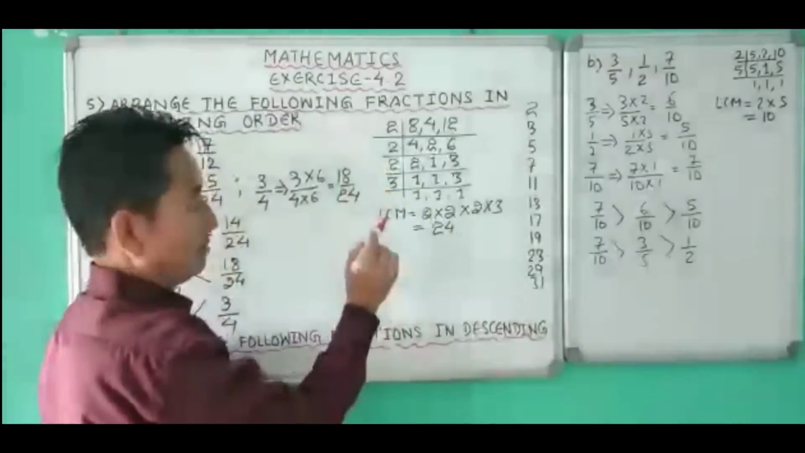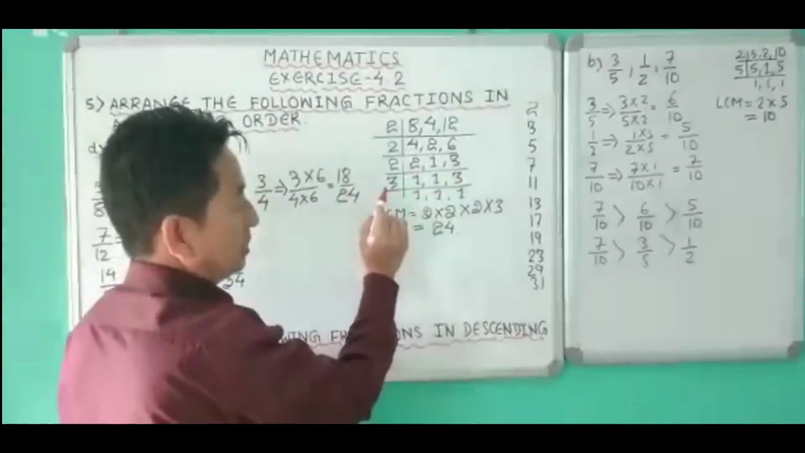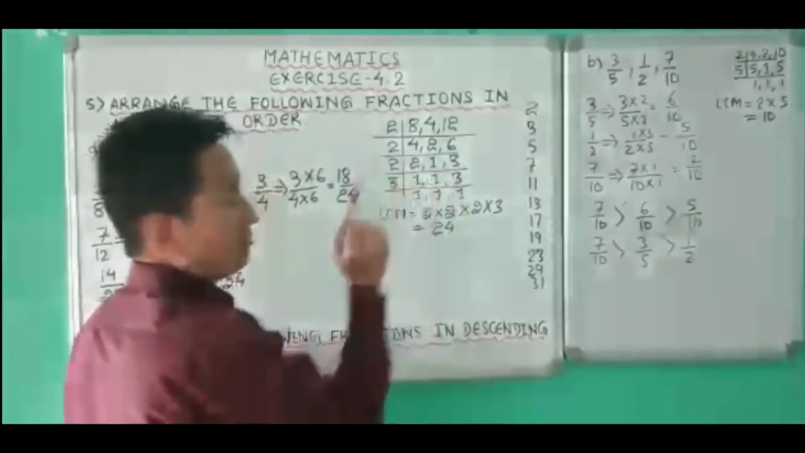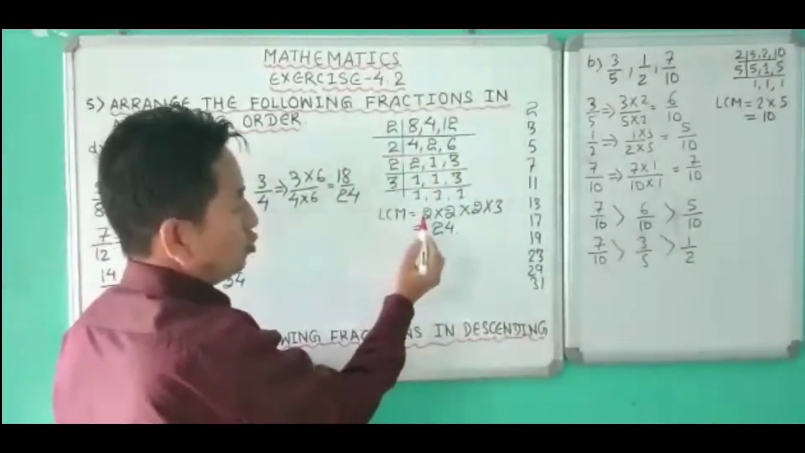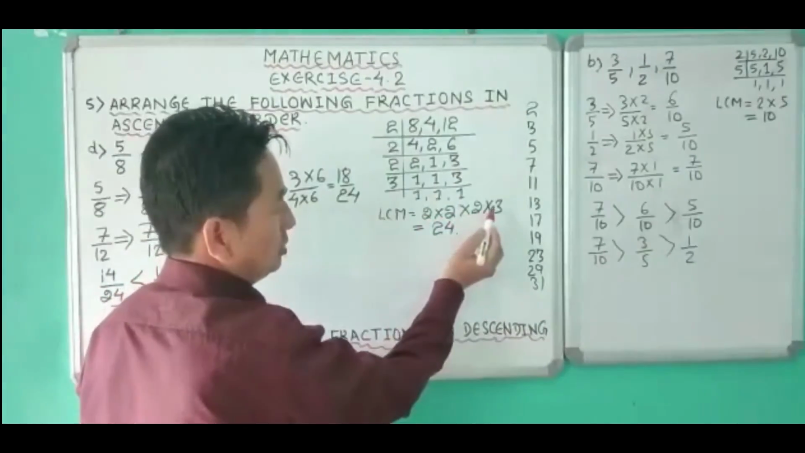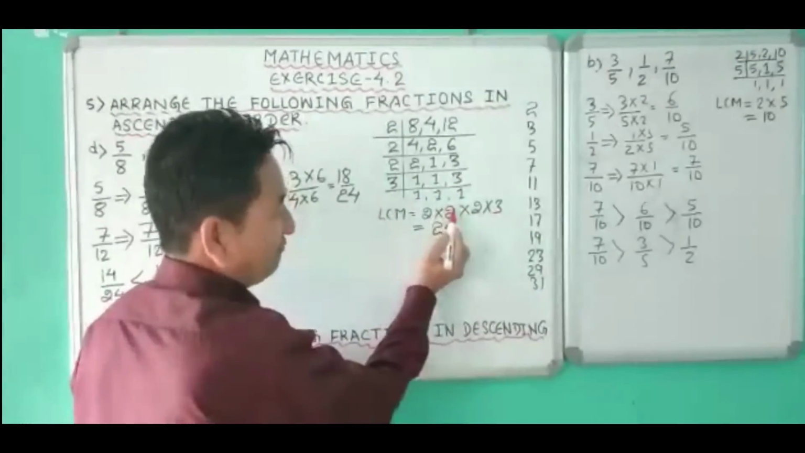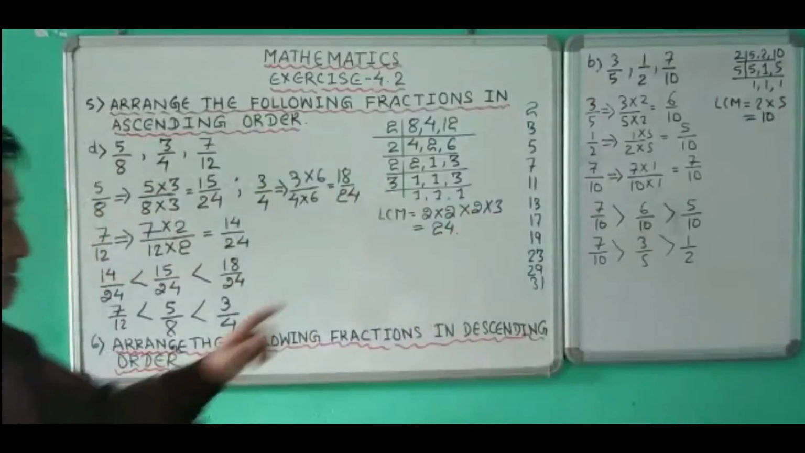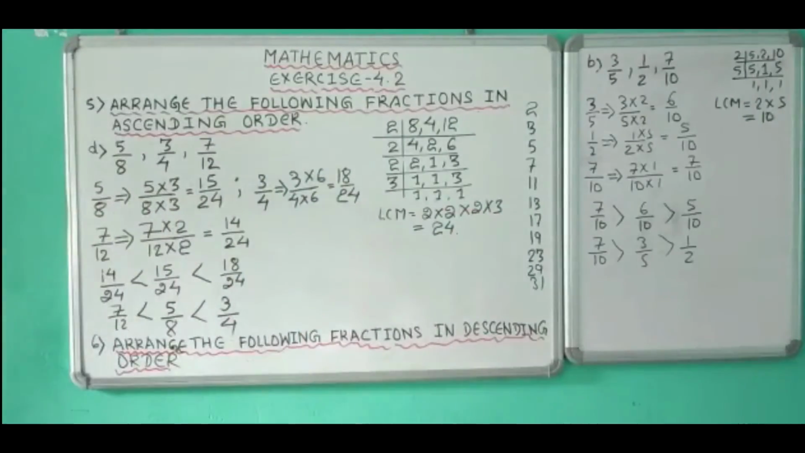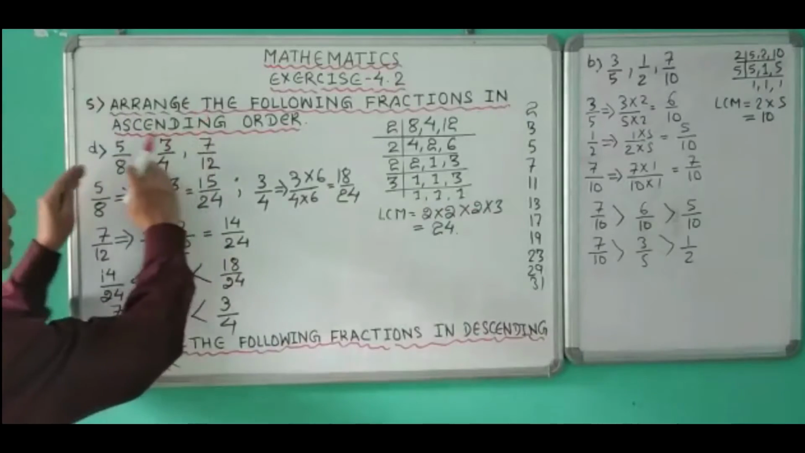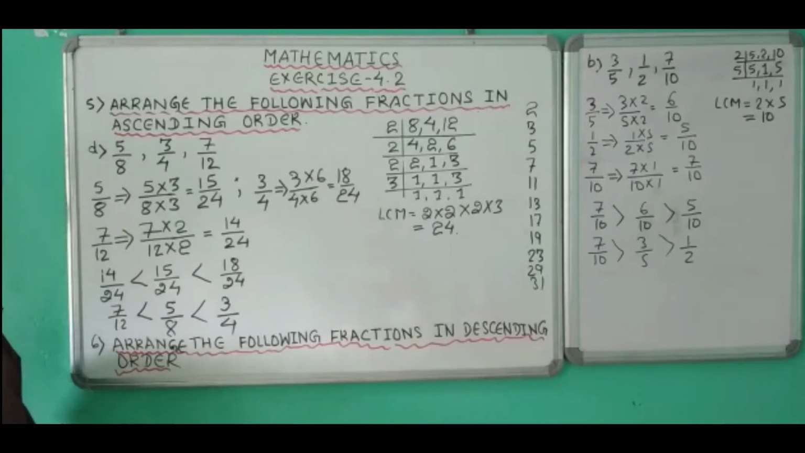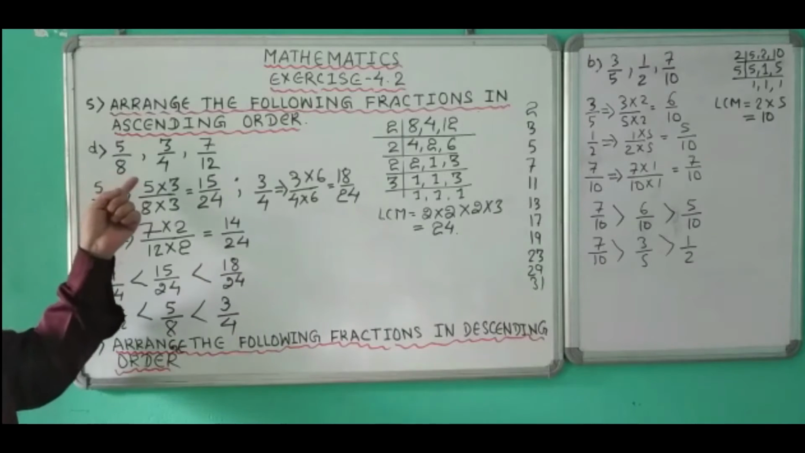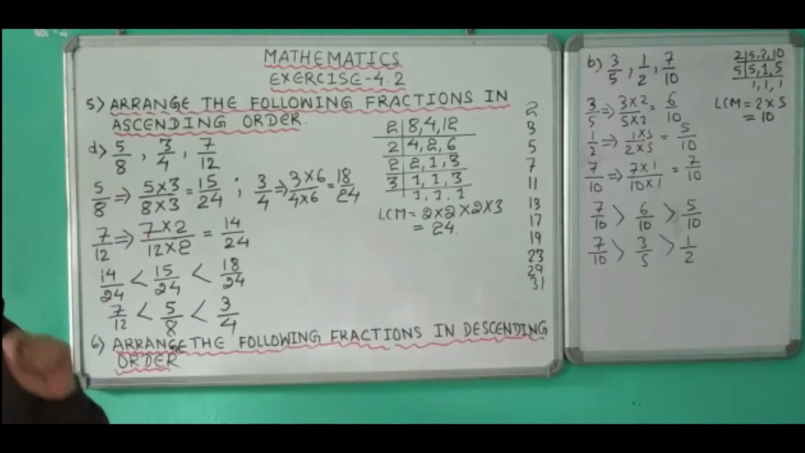3 will remain same. Now 3 here. We'll use 3. 1, 1, 3, 1, 3. Now their LCM, 2 into 2 into 2 into 3. 2 2s are 4. 4 2s are 8. 8 3s are 24. Now LCM is 24. Now we'll convert all this fraction into like fraction. How can we convert this fraction into like fraction? These fractions are multiplied by LCM.